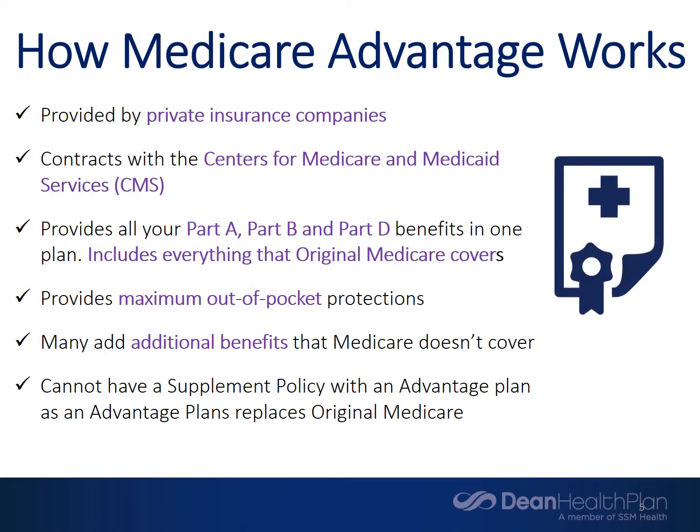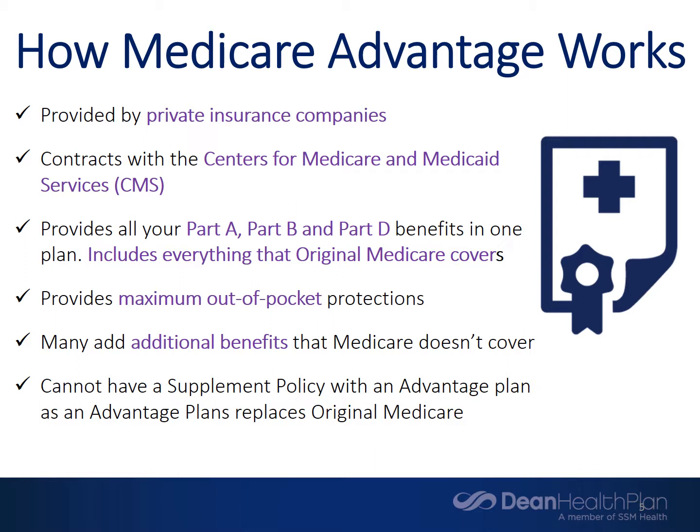Now let's get into how Medicare Advantage works. Medicare Advantage plans are provided by a private insurance company such as Dean Health Plan. The insurance carrier contracts with Centers for Medicare and Medicaid Services, otherwise known as CMS. A Medicare Advantage plan replaces Original Medicare, providing you with all your Medicare Part A, Part B services, and Part D benefits all wrapped into one plan. Note that some Medicare Advantage plans do not have Part D coverage. A Medicare Advantage plan provides a maximum out-of-pocket cost for its members and may add additional benefits above and beyond.